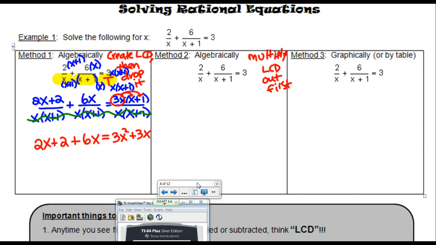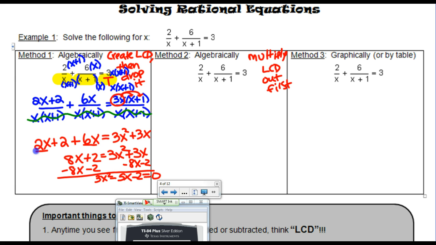Okay, now we have a power 2 in the equation, which means that you should understand we're going to combine like terms and then bring everything over to equal 0. So first off, those two are like terms. They make 8x. All right, power 2 equation. I want to bring everything over so it equals 0. All right, so now we get 3x squared minus 5x minus 2 equals 0. All right, now you have to factor.